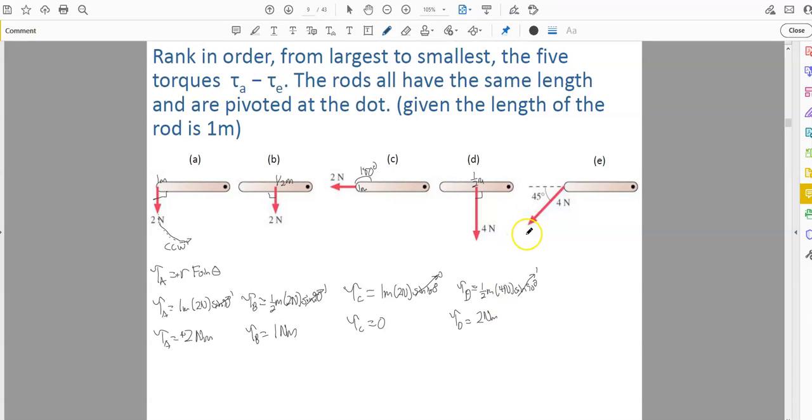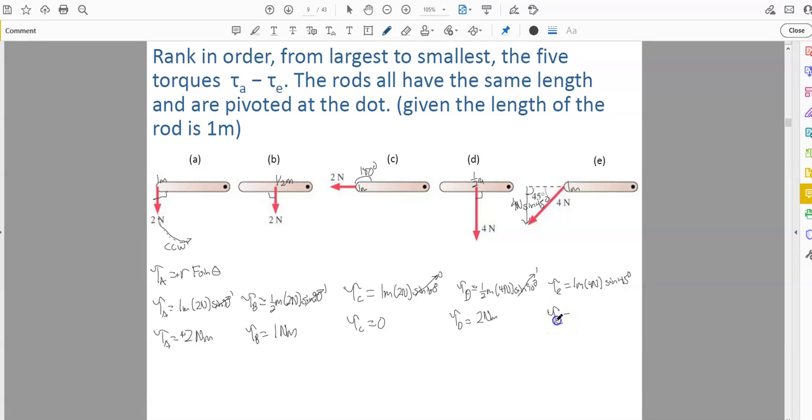All right, finally, this force of 4 newtons is attached 1 meter out. This part of the force here is going to be 4 newtons sine of 45 degrees. So that's the part of the force that is perpendicular to the lever arm. So torque E is going to be equal to 1 meter times 4 newtons times sine of 45 degrees.